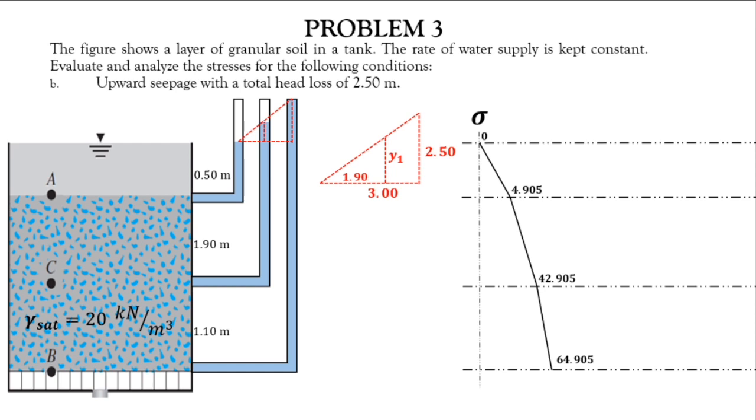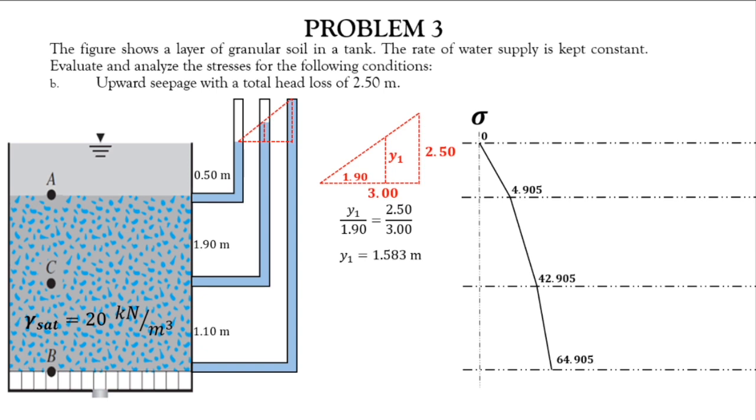By ratio and proportion, pwede mo nang masolve yung unknown na y sub 1. So, by ratio and proportion, ito yung magiging solution natin. Y sub 1 is therefore 1.583 meters. So, yung 1.583 meters, measured yan dito. Hindi siya in total height, ha. Dito lang siya manggagaling kasi kinuha lang natin siya sa triangle.